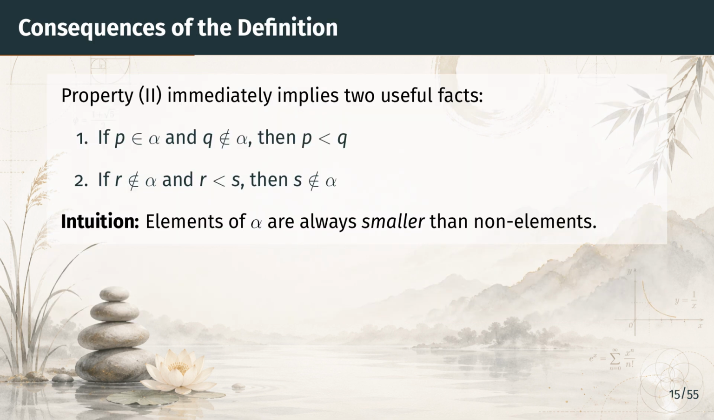Notice these are just contrapositives of the definition, not new content. We mention them explicitly because they will be invoked constantly and silently in every proof to come. Whenever you see a step like "pick something inside the cut and something outside, so the inside one is smaller," that is this lemma in disguise. Getting used to this move now will make the later proofs feel natural instead of tricky.